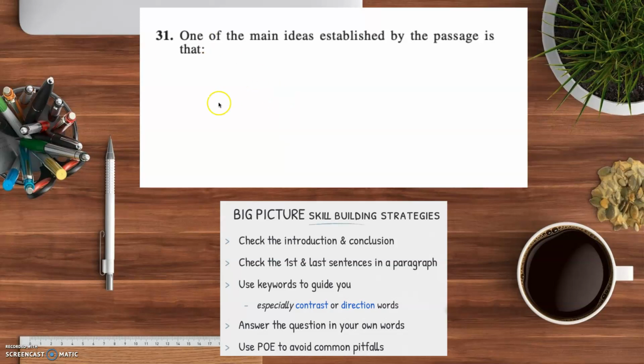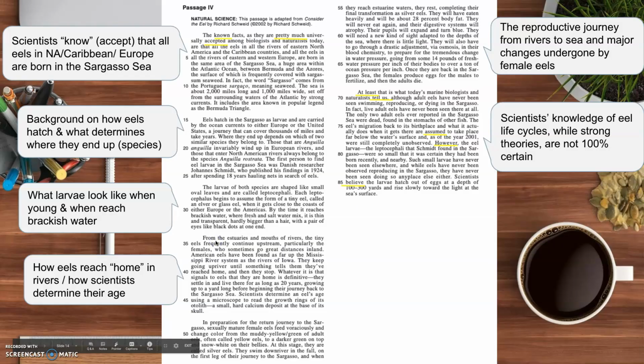Okay, and I have actually blacked out the answers for us here because I want us to take a look at our skill building strategies that we discussed. So we're going to check the introduction and conclusion. Because this question asks about the passage as a whole, we will not check sentences in an individual paragraph. We will, however, look for key words. We're going to answer the question in our own words, and then we'll finally use process of elimination to avoid the wrong answer traps. So let's come back to our passage with our annotations.